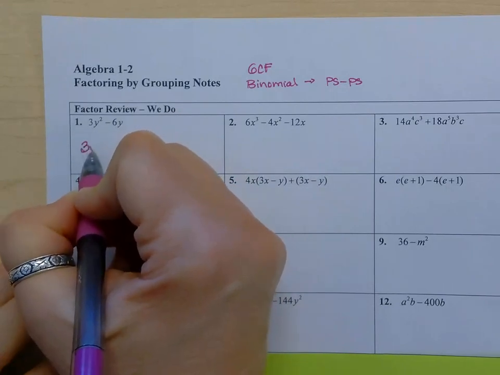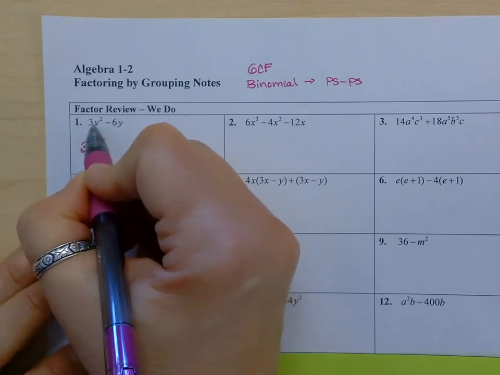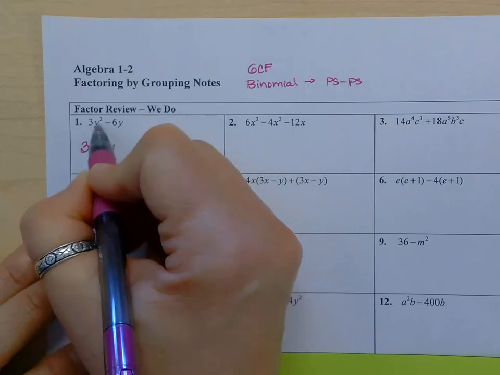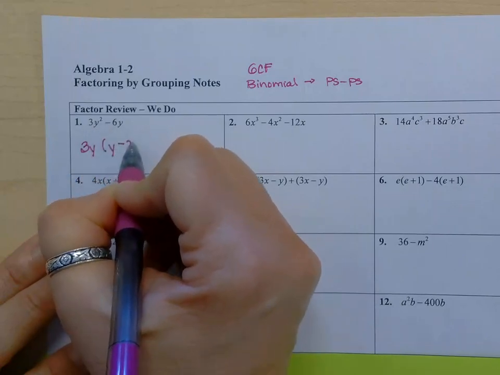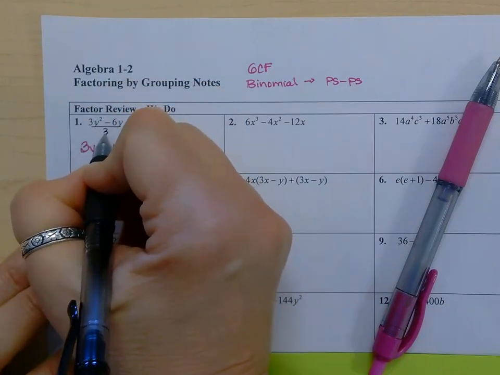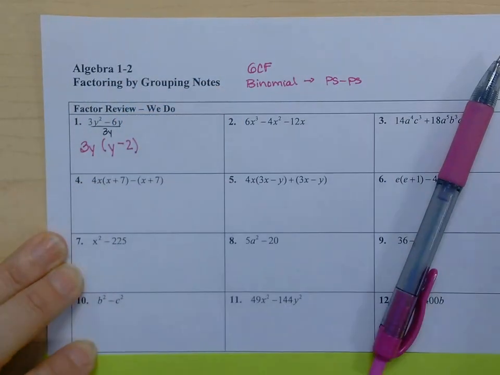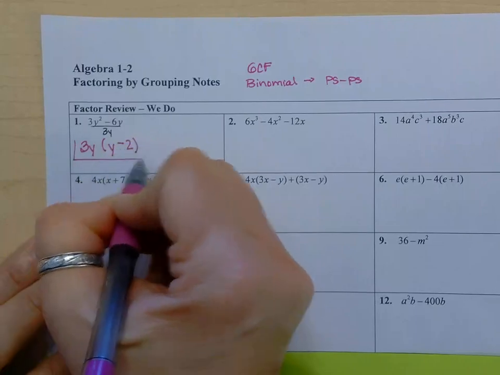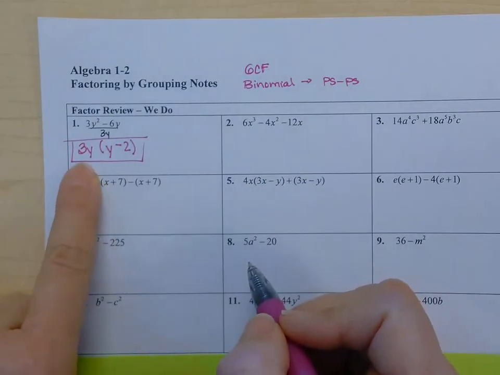There is a GCF of 3y. If you divide each of these by 3y, you get y minus 2. If it helps you to go back and show this part so that you get that, that's fine. You don't have to. That's your answer. You have to have the 3y out in front.